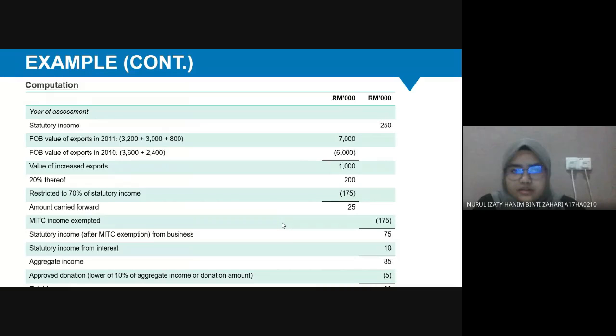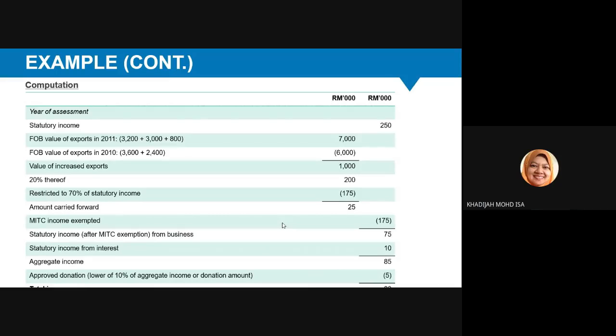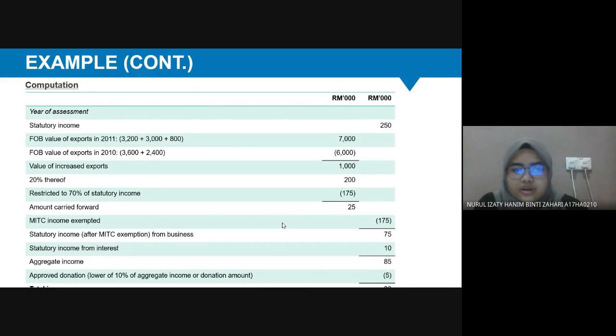So here is the computation for the year of assessment 2011. The statutory income is 250,000, and the FOB value of export in 2011 is 7 million, which is 3.2 million plus 3 million plus another 800,000. And then the FOB value of exports in 2010 is 6 million. The net value of increased export is 1 million, which is 7 million minus 6 million.